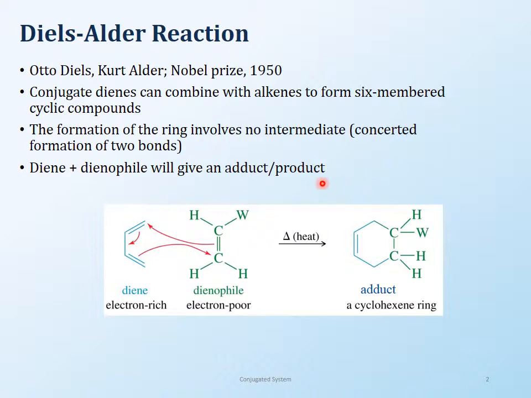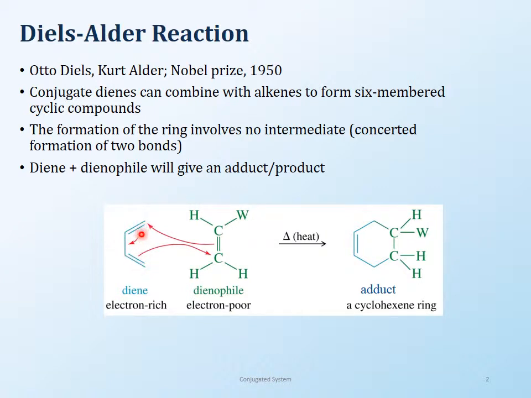What it does is it takes a diene and combines it with an alkene. A diene is also an alkene; it has two double bonds plus one double bond from the alkene. And what it does is form a ring as a product. Here is an example of a reaction where you have a diene which looks like this.